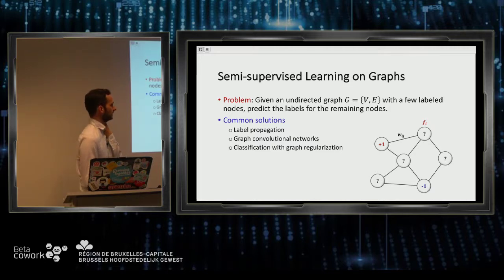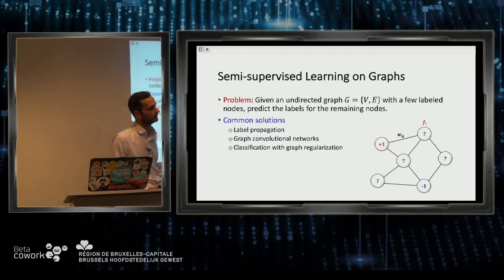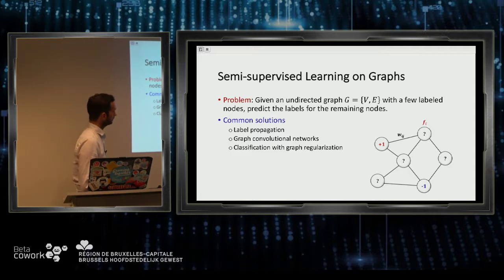Okay? So you have a graph, you have nodes in the graph. For instance, you might have information about users on a social network. And you might know, for instance, that this is a user that spreads fake news, and this is a user that does not spread fake news, and you don't know what's going on with the other users. And then you can use such an algorithm to predict whether another user will be spreading fake news, or whether another user has a certain political belief, or a certain user will like certain movies or not, right? So this is what we call label propagation.